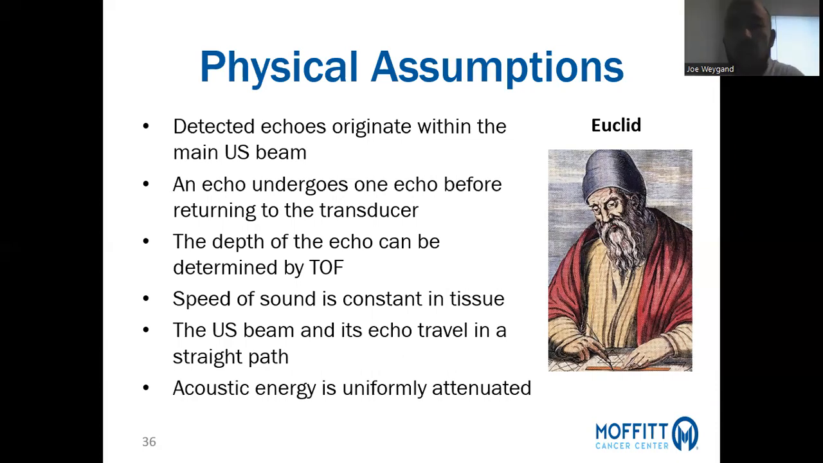right? So the physical assumptions that we use in ultrasound, I'm going to just read them right here, because then when we go through each individual artifact, you can see which one of these assumptions is being invalidated. The detected echoes originate within the main ultrasound beam. An echo undergoes one reflection before returning to the transducer. The depth of the echo can be determined by time of flight principles. The speed of sound is constant in tissue. The ultrasound beam and its echo travel in a straight path, and acoustic energy is uniformly attenuated.